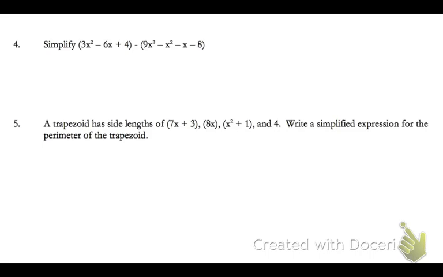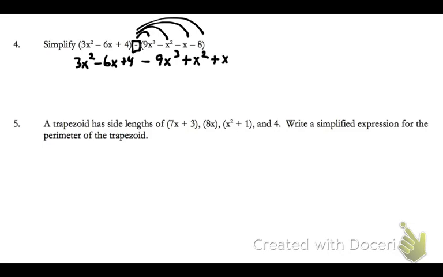Okay, problem number 4 has a minus sign. So what do we do with the minus? One thing I like to do is rewrite the problem distributing that minus sign to all the terms behind it. So we have 3x squared minus 6x plus 4 minus 9x cubed plus, because the negative times the negative is positive, x squared plus x plus 8.